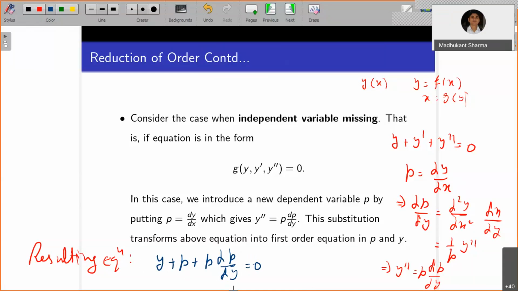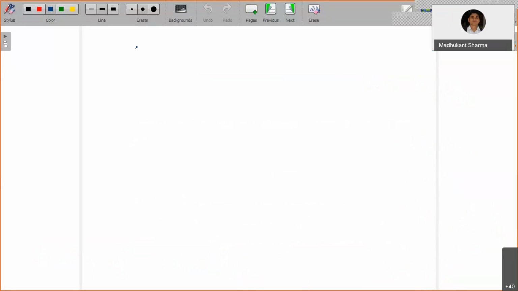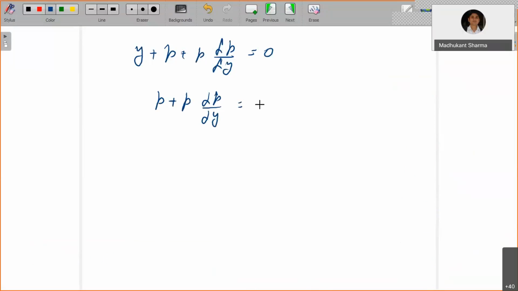Solve this by using the previous methods. You can see whether you can apply variable separable. This is dp by dy, so you try to find which way you can solve this equation. I think the resulting equation y plus p dp by dy, you can use variable separable. So this is p times dp by dy, whether you can do or not, I have to see. This is minus y.